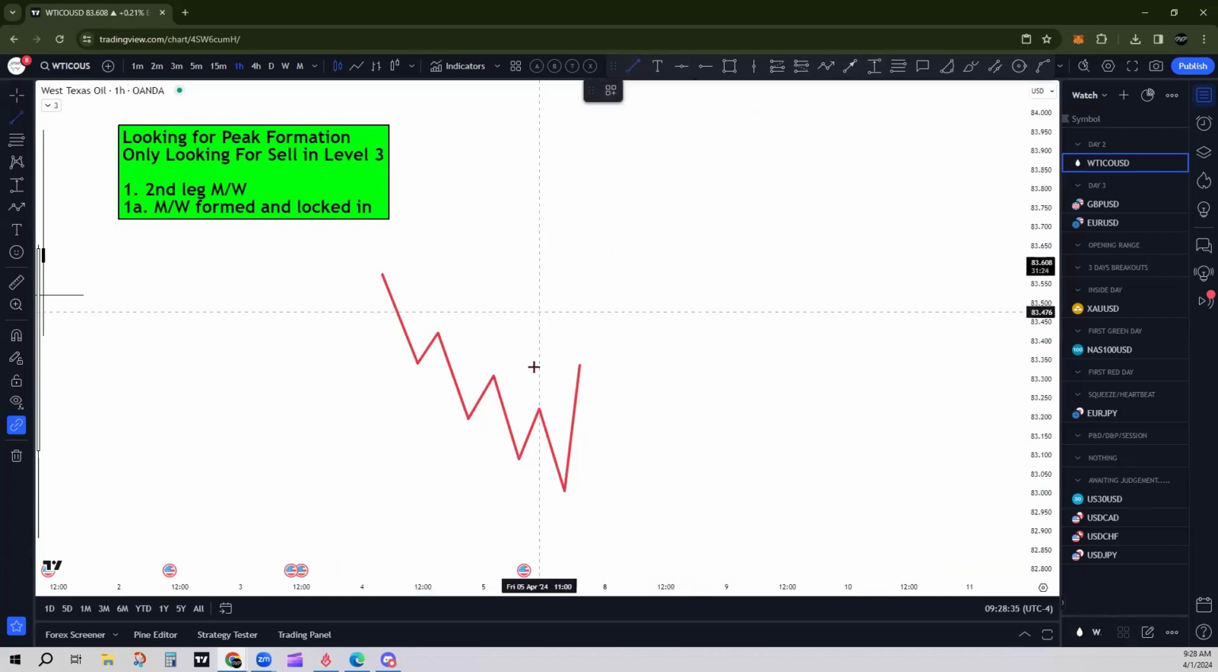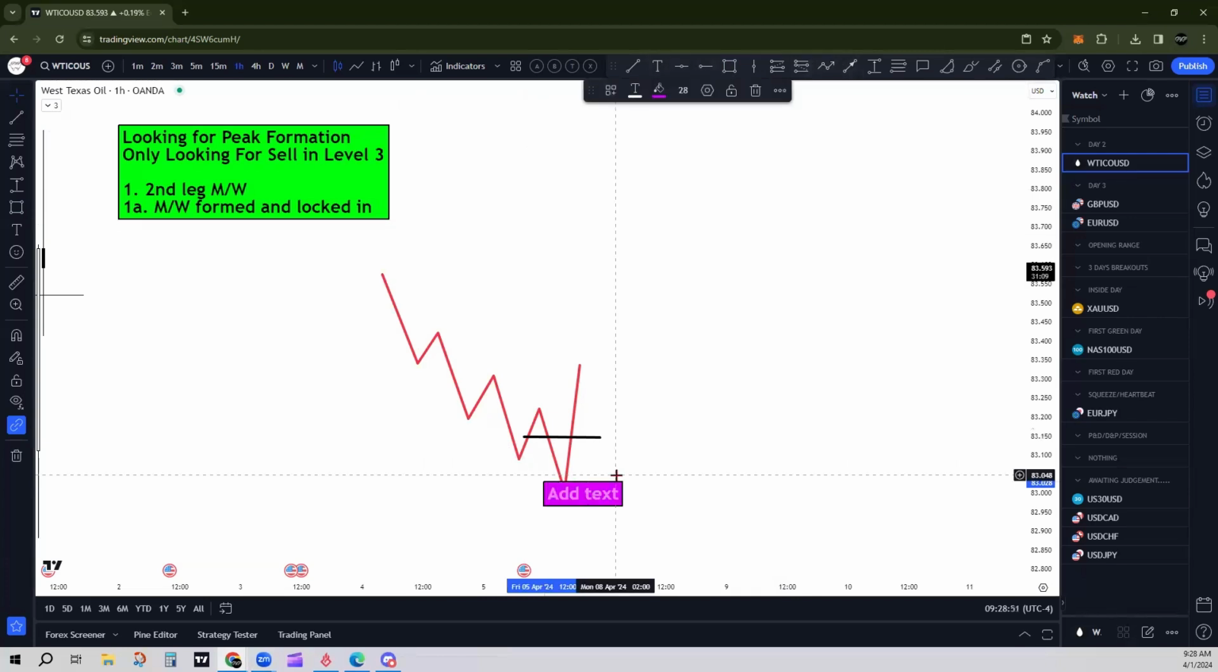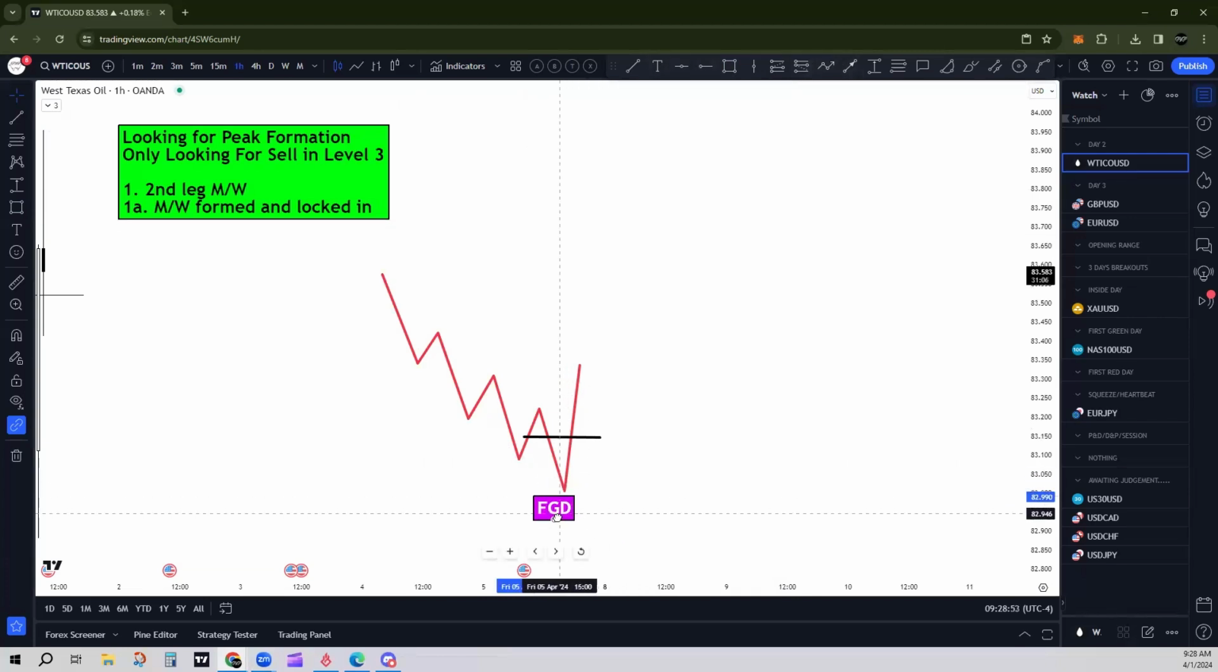This is where the day opened. They attempted to trade lower, and then they closed above the opening price for that day. Well, we're in level 3, or we're down low, and now we have what could be, or is, your first green day. Now we're associating setups to the idea of the market maker template.